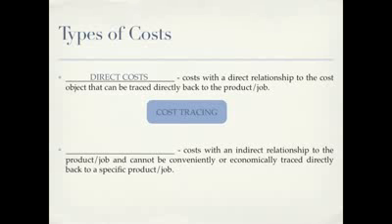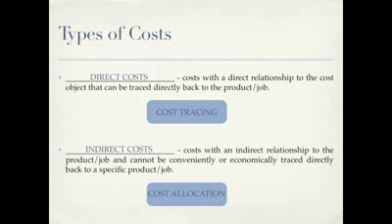The second type of cost is an indirect cost. Now, unlike direct costs, these costs cannot be traced directly back to a product. So we call this cost allocation. So indirect costs have to be allocated to a product because they can't be traced directly back to a product.